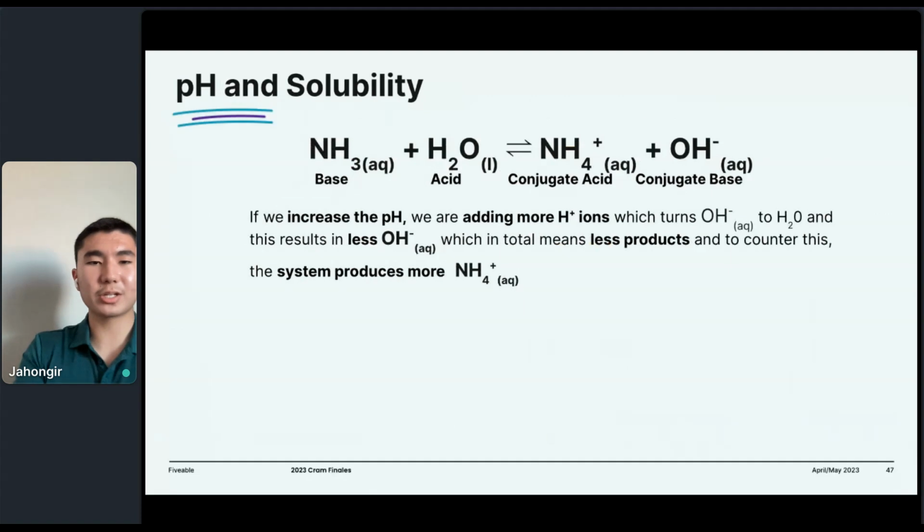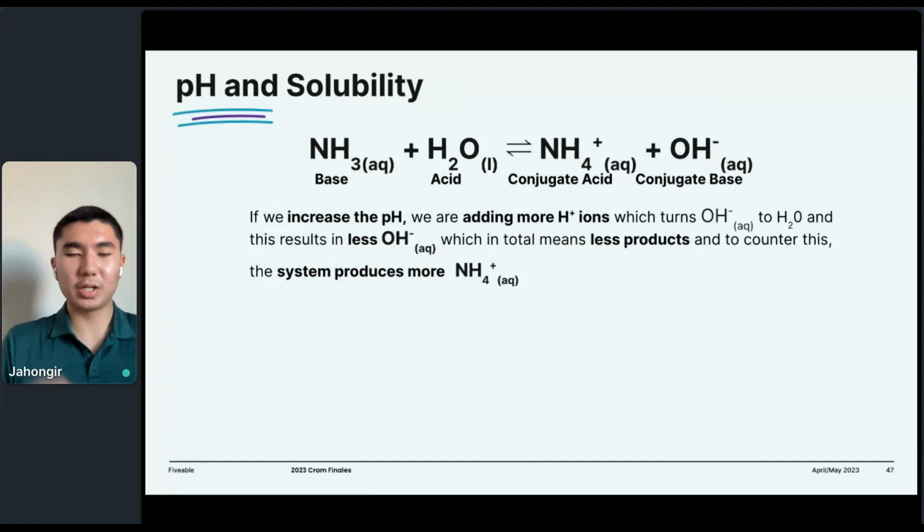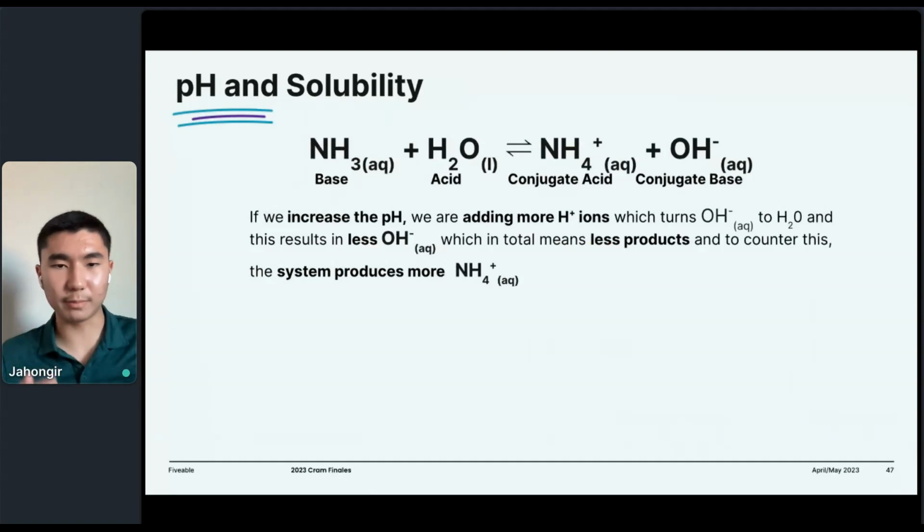Now let's look at pH and solubility. And Dylan will talk about pH and acids and bases in more depth. And this is just the introduction, just to get you warmed up into Unit 8. And here's a representation. Here's just a reaction showing a base, an acid, a conjugate acid, and a conjugate base.